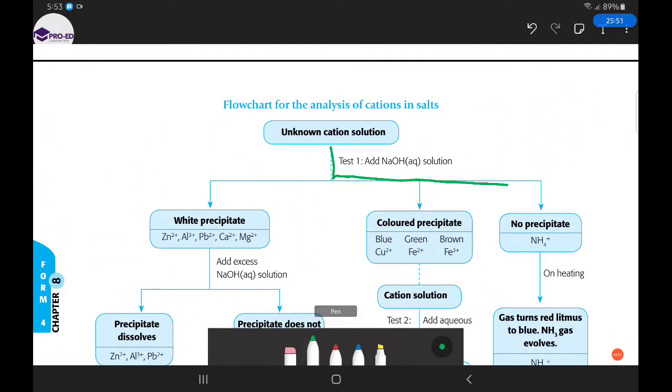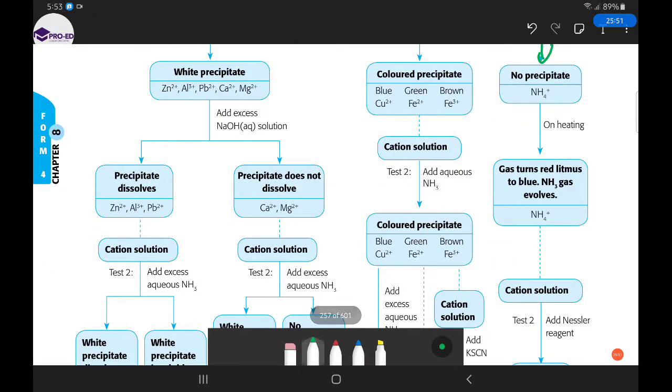You added sodium hydroxide solution, you got no precipitate. You were already suspecting ammonium ions. Then to double check, you took the original solution and heated it up. When you heated it, it let out a gas. We wanted to prove it's ammonia gas, so we tested with red litmus paper, and the red litmus paper turned blue. And ammonia gas is the only alkali gas, so that says it is most probably ammonium.